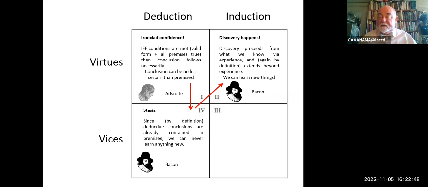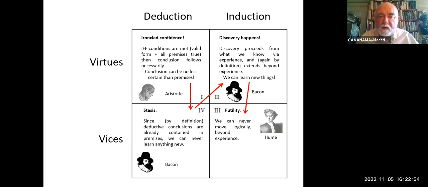It's only inductive reasoning. But then comes along in the 18th century, first of all, David Hume with his problem of induction. Induction is futile. We can never move logically beyond experience. And to think that we can, and call that knowledge, is self-deception. It's just begging the question.